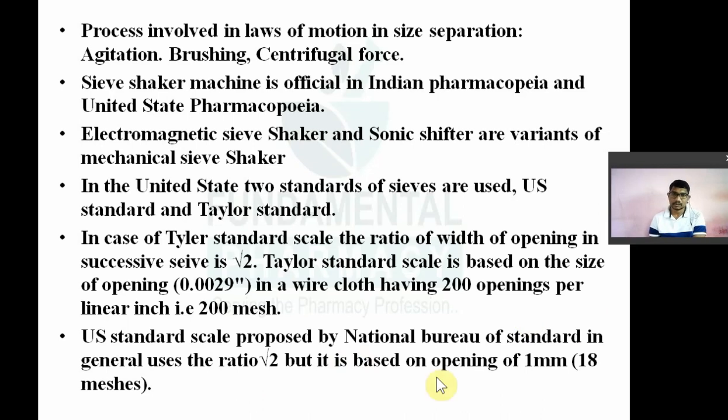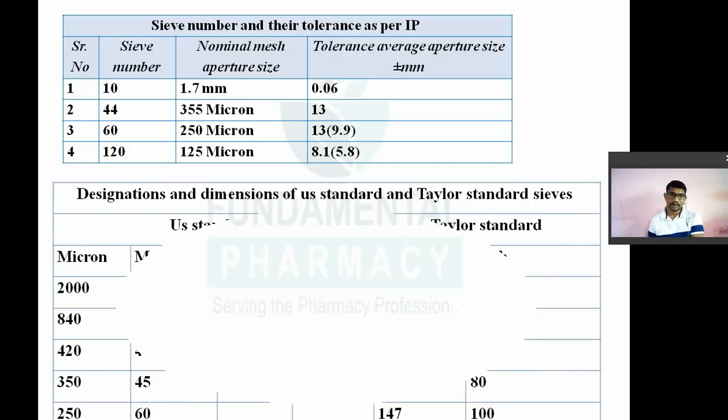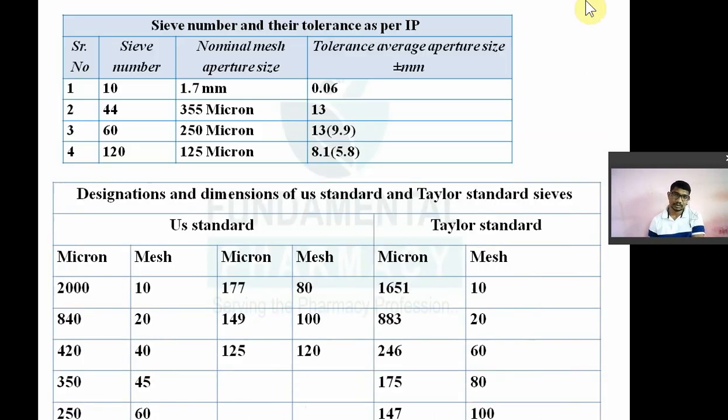So the National Bureau of Standards in general uses the ratio of square root of 2, but it is based upon the opening of 1 mm. Here the opening is how much? 0.0029 inch. Here how much is the opening? 1 mm, 18 mesh. Then again the standard is given. What should be the mesh aperture of a number 10 sieve? Nominal mesh aperture: number 10 sieve should have a nominal mesh aperture of 1.7 mm. Number 44 sieve should have a mesh aperture of 355 micron.